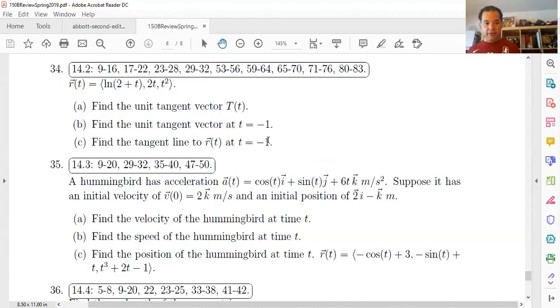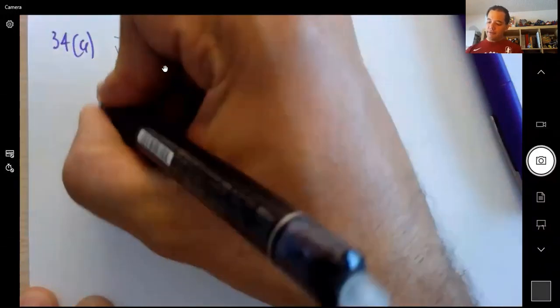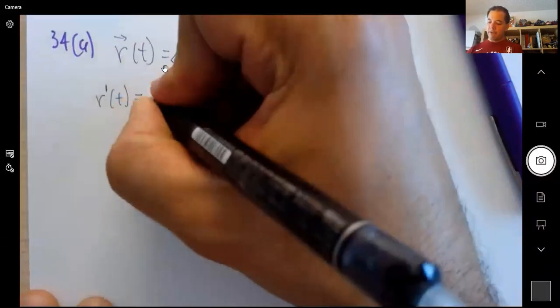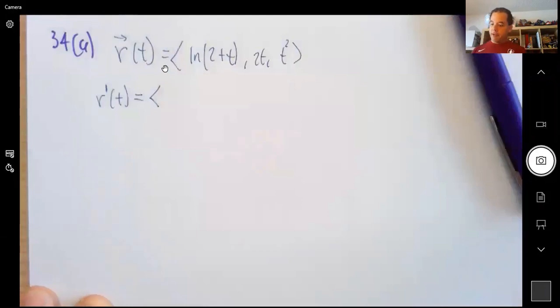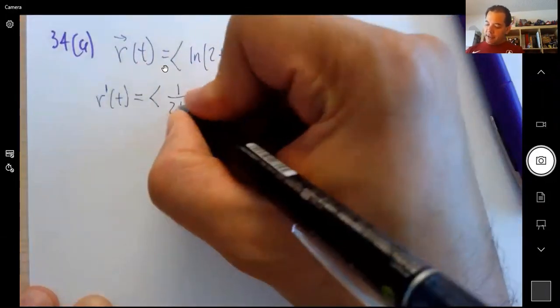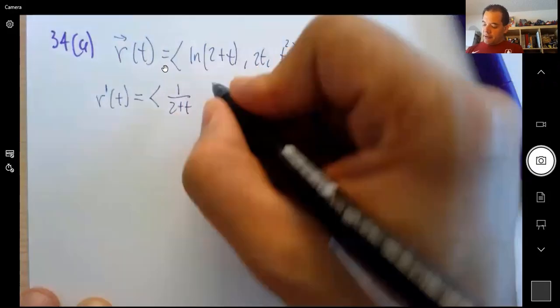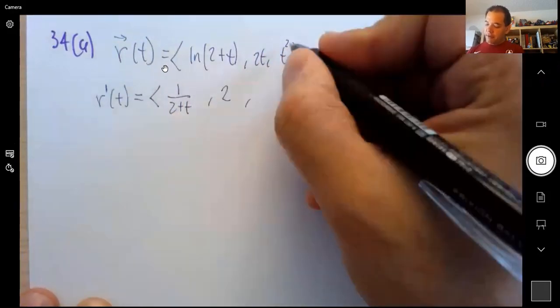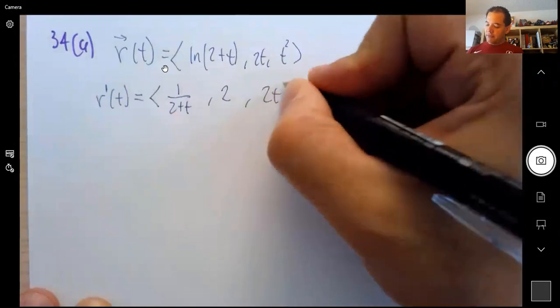So let's take a look at 34a. It's really the only one that's a little bit challenging there. So we have r of t is (ln(2 + t), 2t, t squared). What is the derivative? The derivative of ln of something is 1 over something times the derivative of that something, which is 1. The derivative of 2t is 2. The derivative of t squared is 2t.